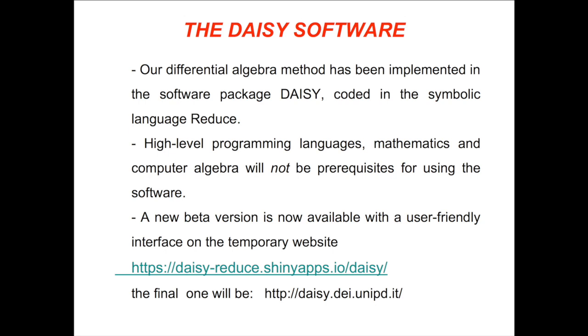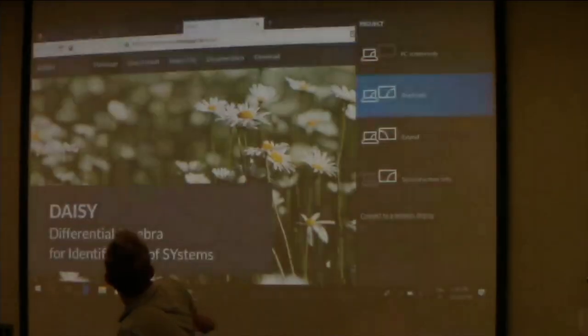So we can see. Please wait. Okay, this is DAISY. Differential Algebra for Identifiability of SYstems is the official reason for the name, but my daughter is Margherita, so the name is DAISY. So you have that website there? Sorry. What is happening? Maybe I have to do it like this. Duplicate, yeah, for me. Okay.